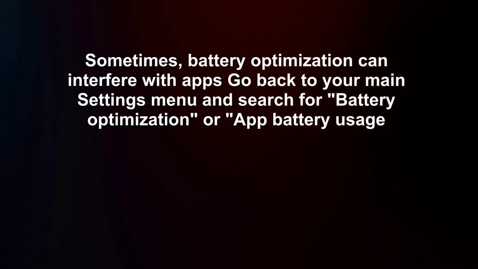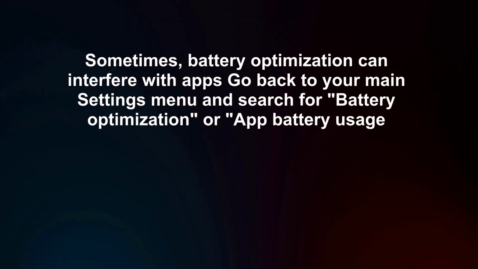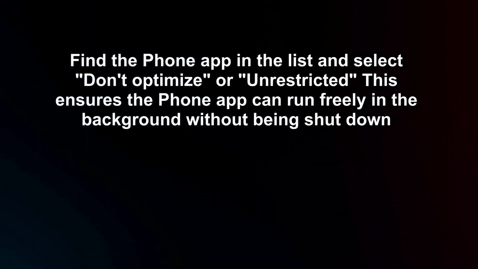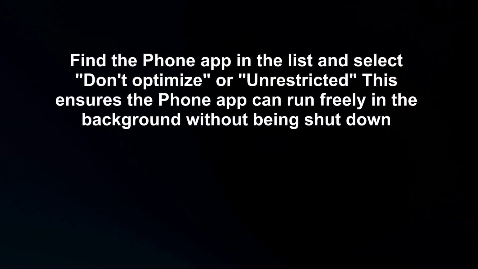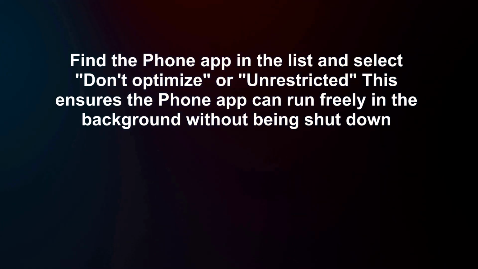Sometimes, battery optimization can interfere with apps. Go back to your main settings menu and search for battery optimization or app battery usage. Find the phone app in the list and select Don't Optimize or Unrestricted. This ensures the phone app can run freely in the background without being shut down.